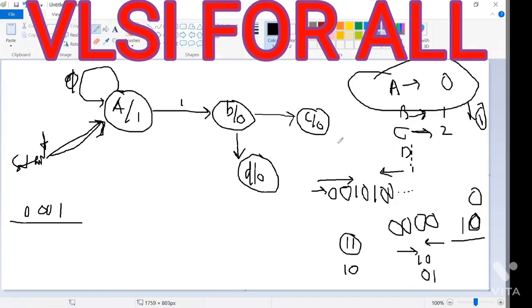Now in C, let's say you are in the remainder 2 state. Now let's say if you get 1, that means 1 0 1. Can you explain the state diagram again?